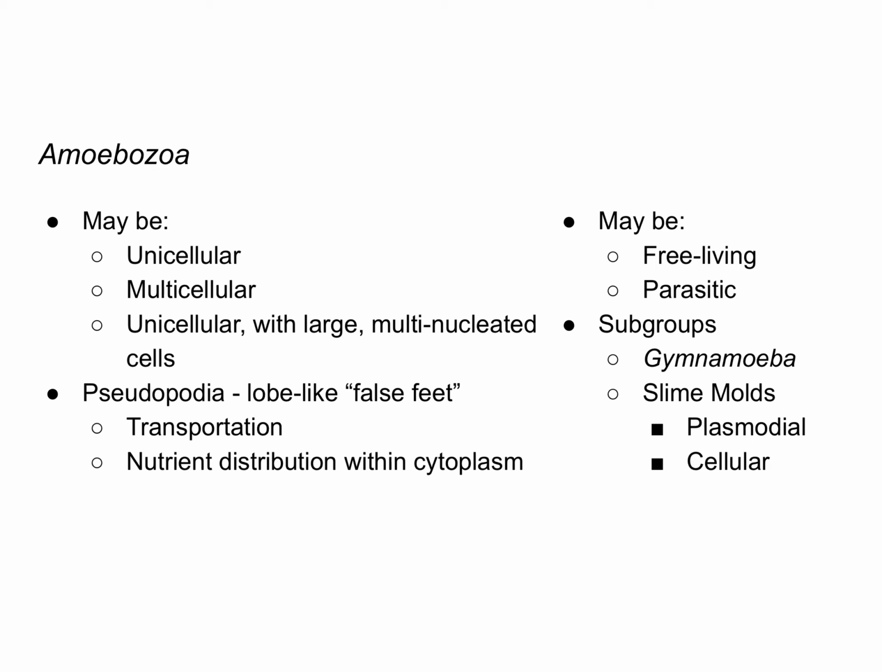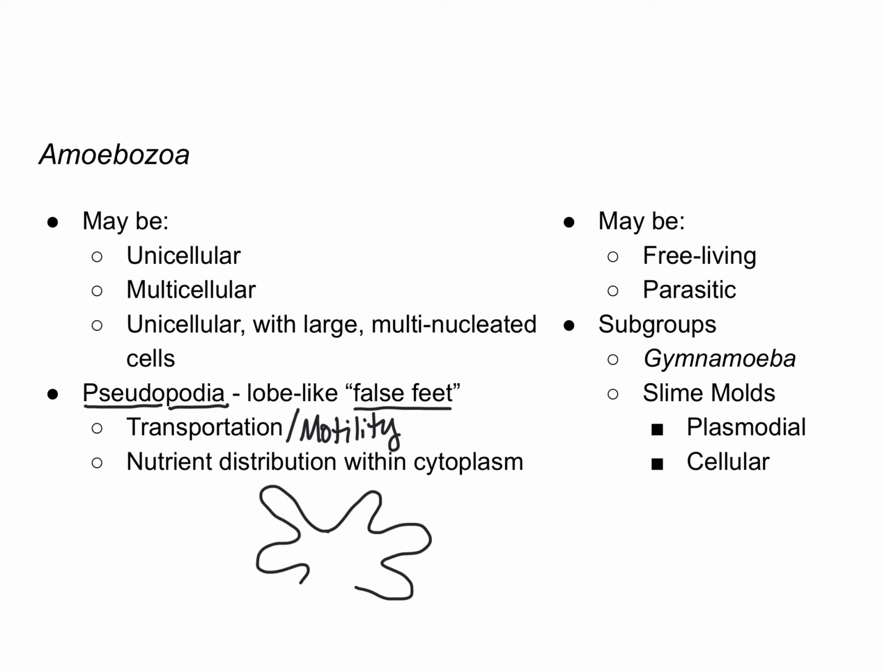Amoebozoa also have pseudopodia, and if we look at the word, pseudo means false or fake, and podia refers to feet. So these are also known as false feet. And these are involved in transportation, which would really mean motility, so the ability of the cell to move around in its environment. It can also help with mixing cytoplasm so that nutrients get distributed around inside the cell. And these often look like these little feet or cytoplasmic extensions coming out of the cell.